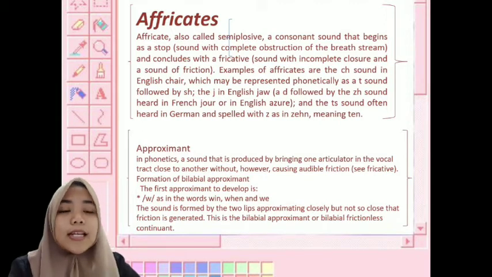So the next speaker is Fadillah Salma. Fadillah Salma, the time is yours.